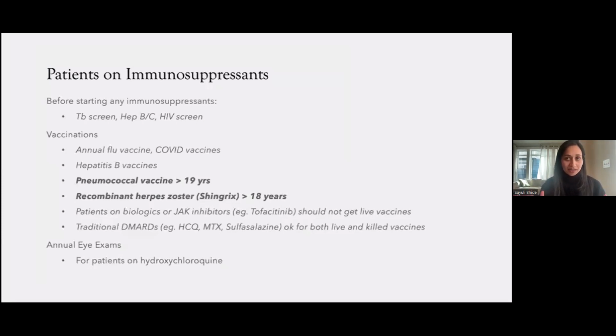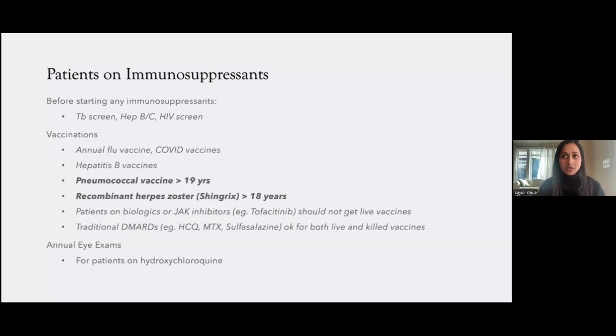Vaccines are super important because your patient is immunosuppressed. A couple of differences to know: the pneumococcal vaccine should be given at age 19, so quite early, and the Shingrix vaccine should be given at age 18. If your patient is on biologics or JAK inhibitors like tofacitinib, they should not get any live vaccines. But if they're on a traditional DMARD like hydroxychloroquine, methotrexate, or sulfasalazine, they're totally okay for both live and killed vaccines.